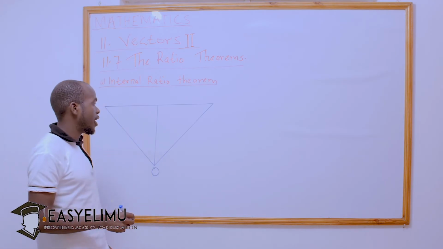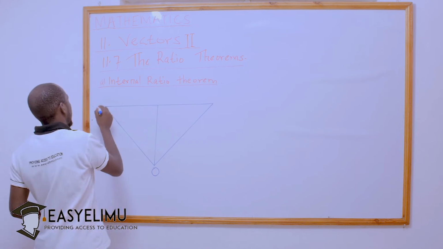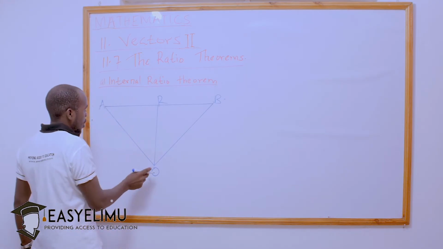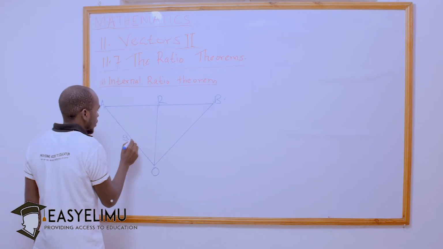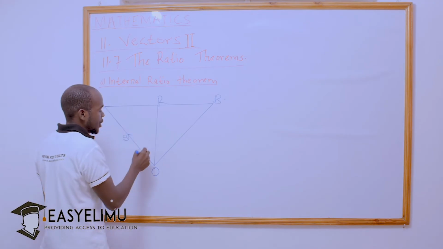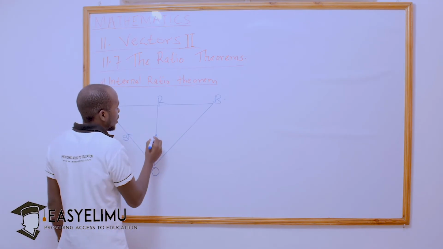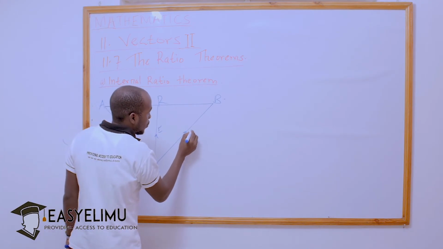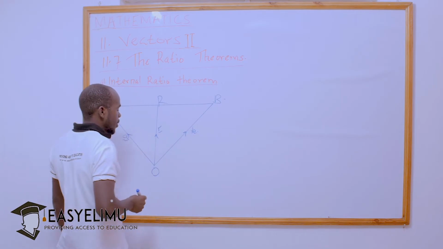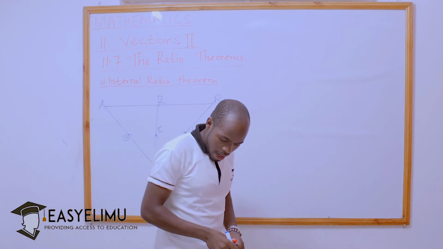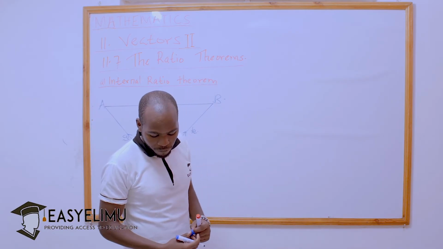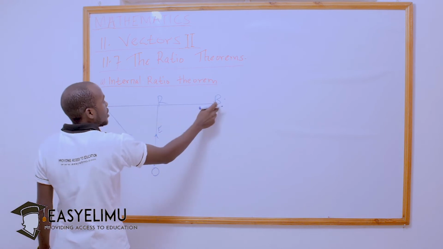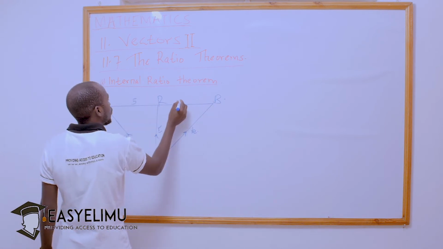Let this be a triangle with origin O, then A, R, then B, such that OA is vector A, meaning that it is in that direction, OR is vector R, and OB is vector small b. And R divides AB in the ratio 5 to 3. So if that is the case, R here divides AB in the ratio 5 to 3.